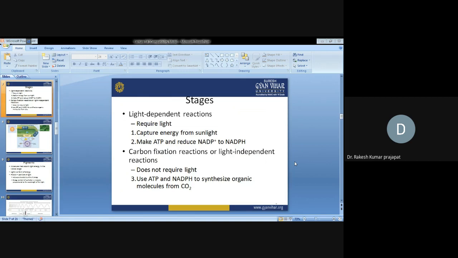Photosynthesis has two parts: light dependent and light independent. Light dependent requires light directly, captures the energy from sunlight, makes ATP and reduces NADP to NADPH2. Second is light independent, that is carbon fixation. It does not require light directly, but uses the ATP and NADPH2 synthesized during the light reaction.